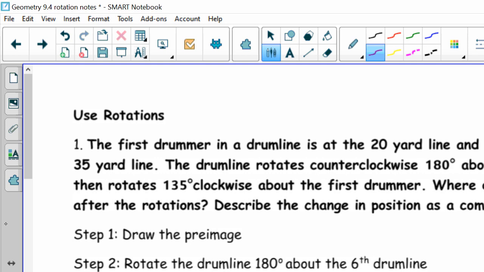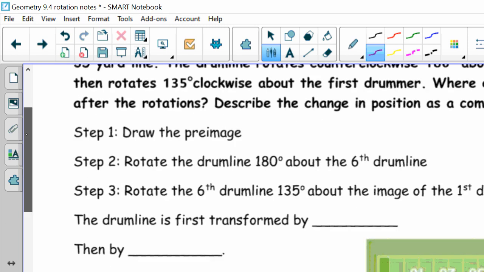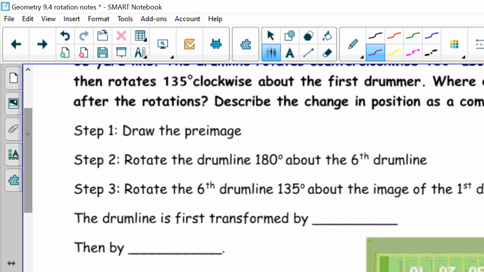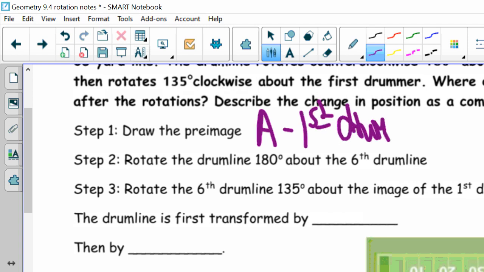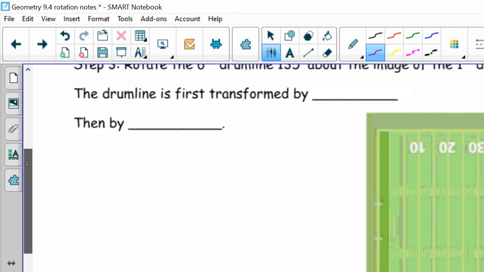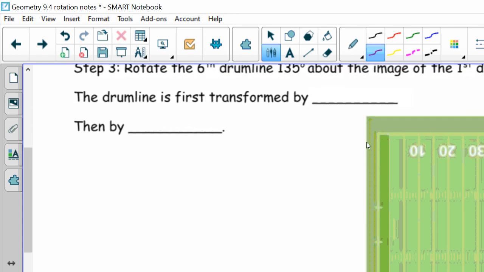Okay, so now we're going to look at using rotations. It says the first drummer in a drum line is at the 20-yard line, and the sixth drummer is at the 35-yard line. I'm going to call my first drummer A, and I'm going to call B my sixth drummer, so I can label them on here. My first drummer is at the 20-yard line, so I'll put him right here and call him A. The sixth drummer is at the 35-yard line across, and I'm calling him B.